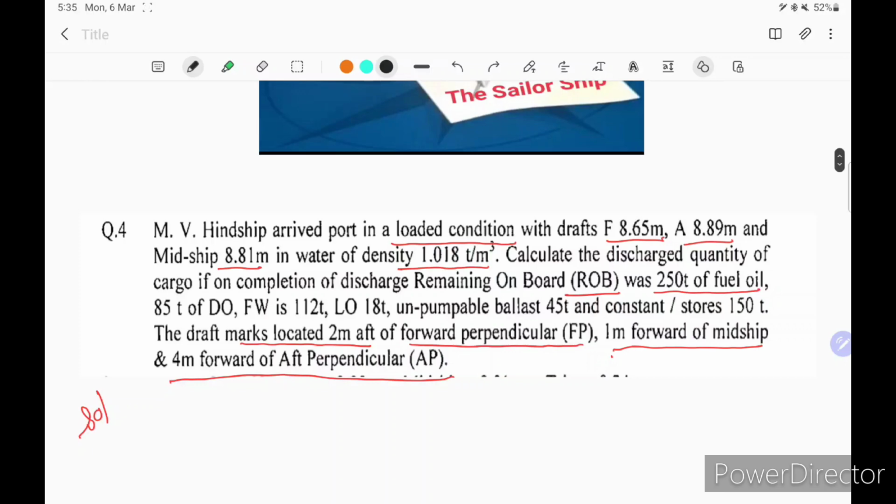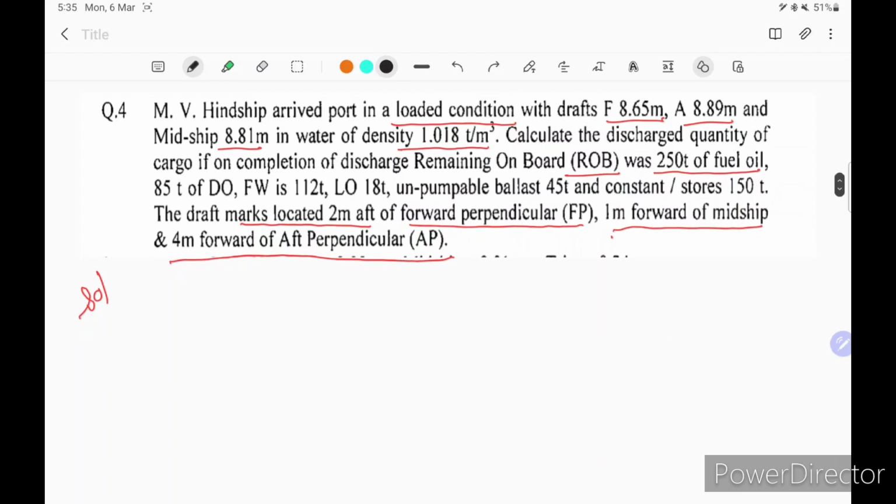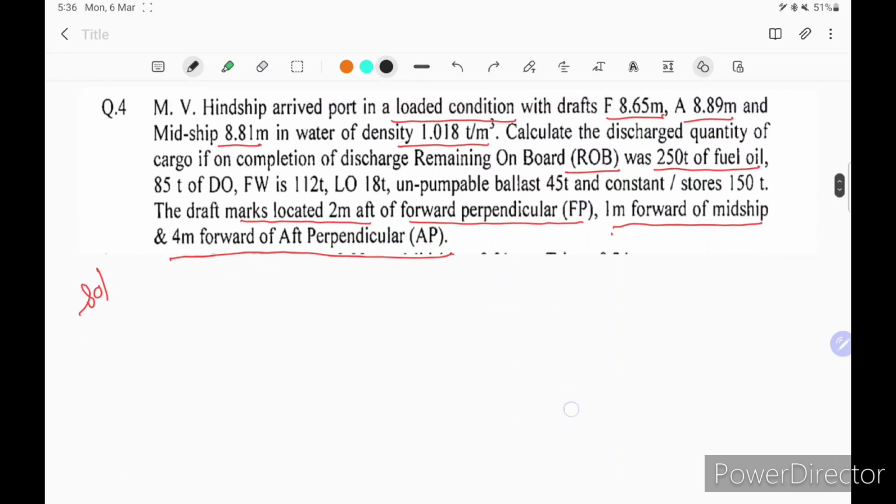Our question is: MV Henship arrives in port in loaded condition with the draft forward 8.65, aft 8.89, mid 8.81 in water of density 1.018. Calculate the discharge quantity of cargo if on completion of discharging the ROB was 250 tons of fuel oil, 85 tons of diesel oil, fresh water 112, lube oil 18 tons, unpumpable ballast 45 tons, and constant store 150 tons. The draft marks are located 2 meters aft of the forward perpendicular, 1 meter forward of midship, and 4 meters forward of the aft perpendicular. So let's see how we'll approach this question.